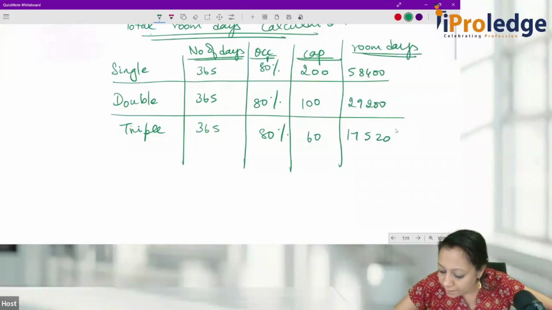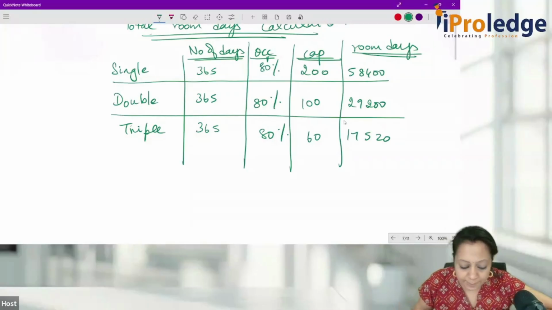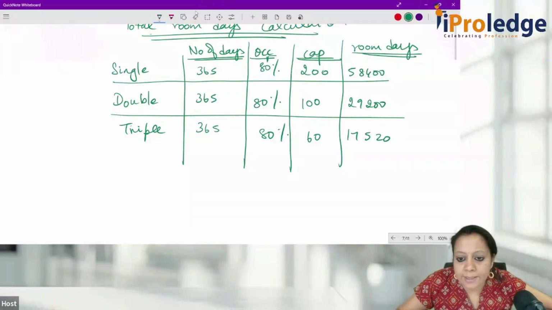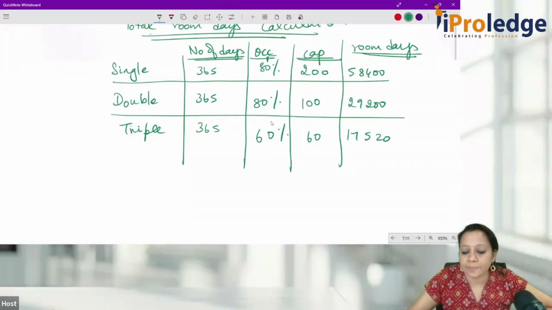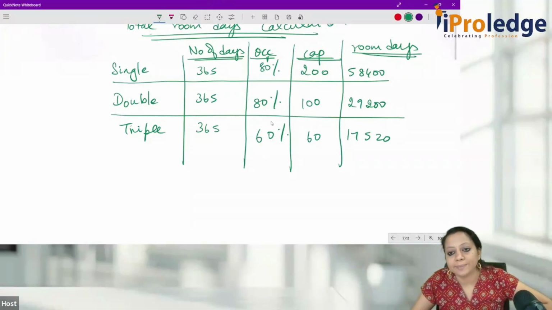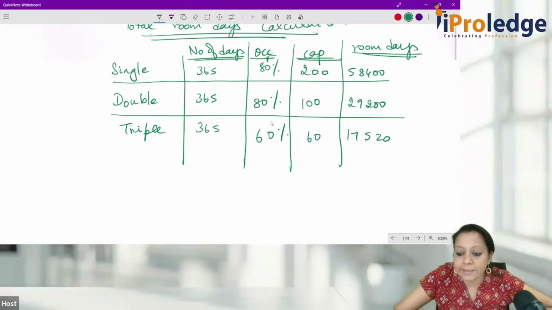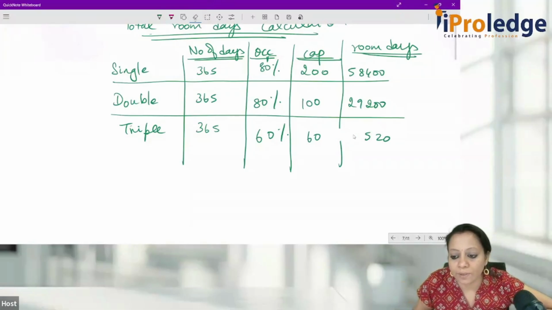1 minute. 80 into 60% into 360. Up to this, everybody is understanding? Wonderful. This is 60%, no? 80, 80, and 60. I just noticed it. Oh, everything was 80, I was wondering. Sorry. 60 into 60% into 365. That is 13,140.